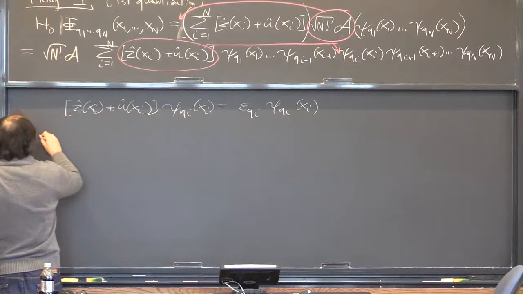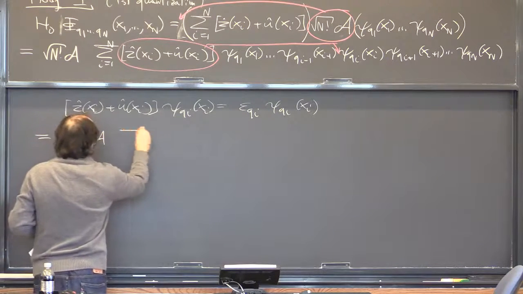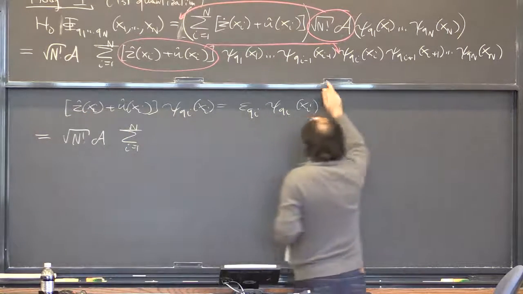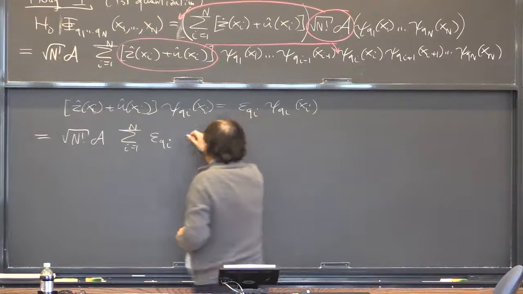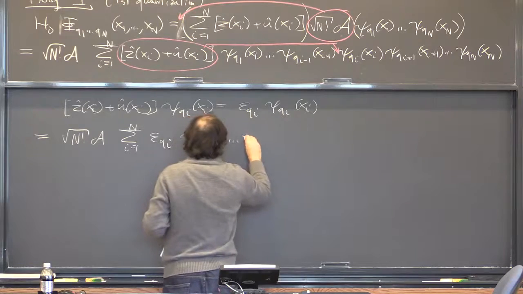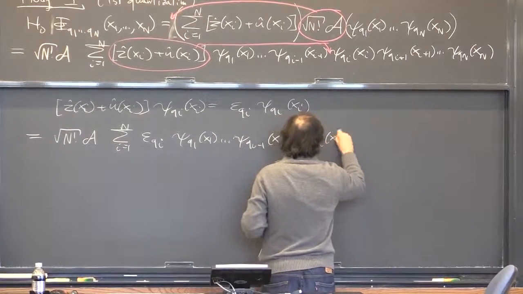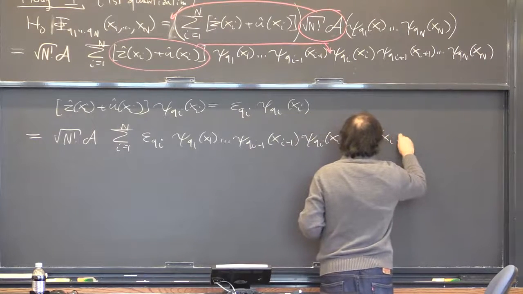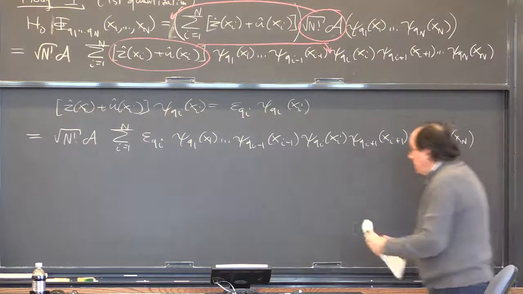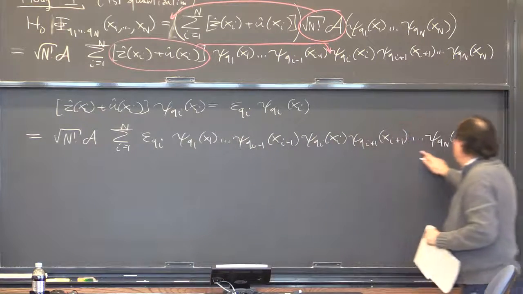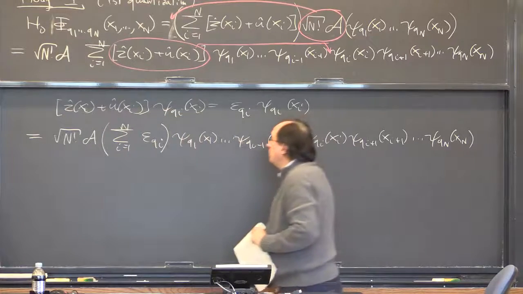Well, with this, when I continue our calculation here, I will end up with one over square root of n factorial anti-symmetrizer, sum over I from 1 to n. I'm going to then replace z plus u acting on psi qi by epsilon qi times psi qi. So I will end up with psi q1 x1, psi qi minus 1 xi minus 1, then you have psi qi xi, psi qi plus 1 xi plus 1, and then psi qn xn. Now, here you have a product of all spin orbitals in our original determinant. Well, this is just the sum of numbers, the spin orbital energies.